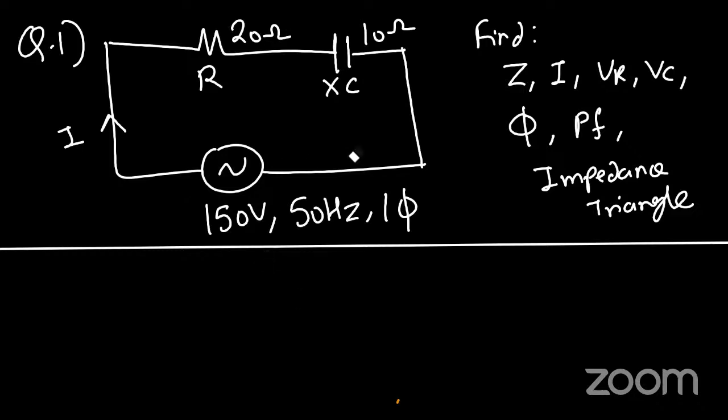So I'll give you one homework. Let's try. The homework is R is 15 ohm, X is 5 ohm, and voltage is 200. This is your question number 2 as homework. Then find the same parameters. So this is your homework. Okay? So any doubt in the series RC?